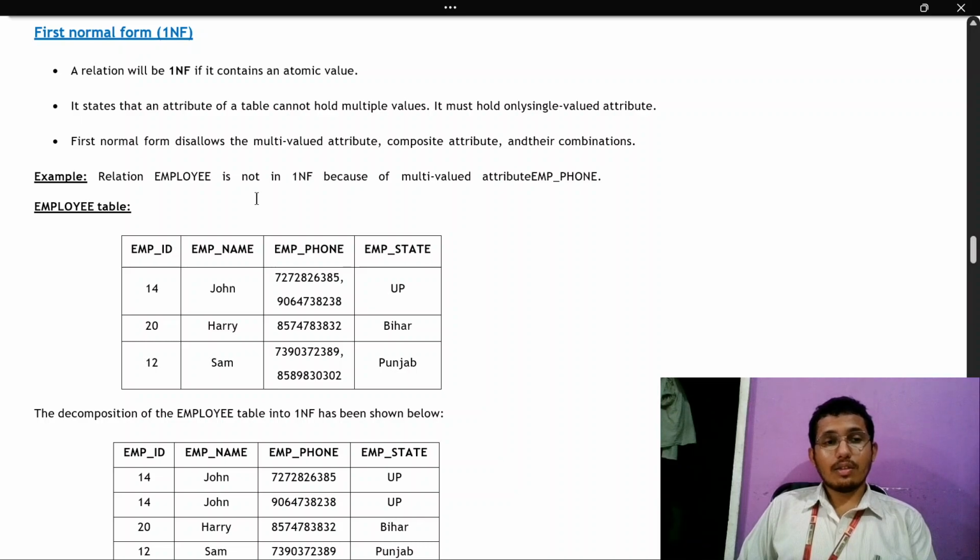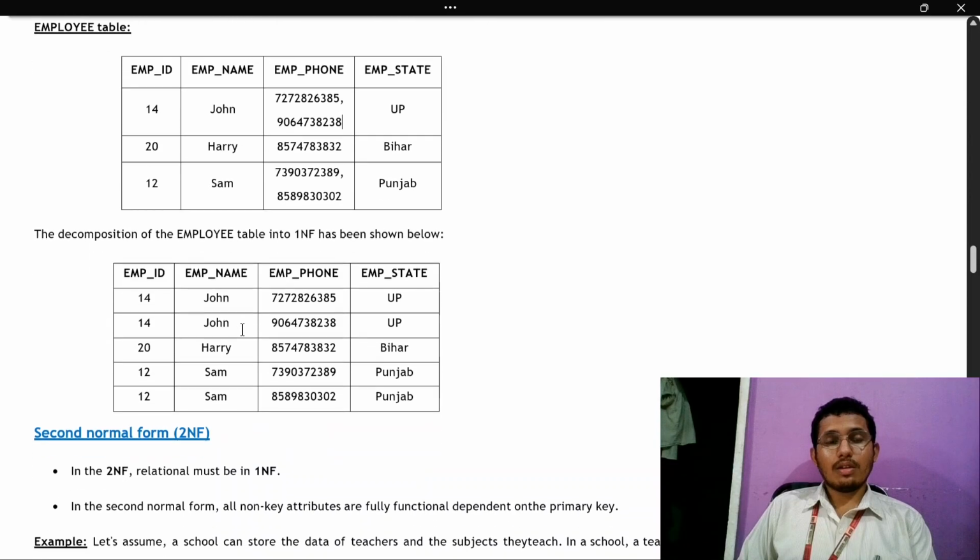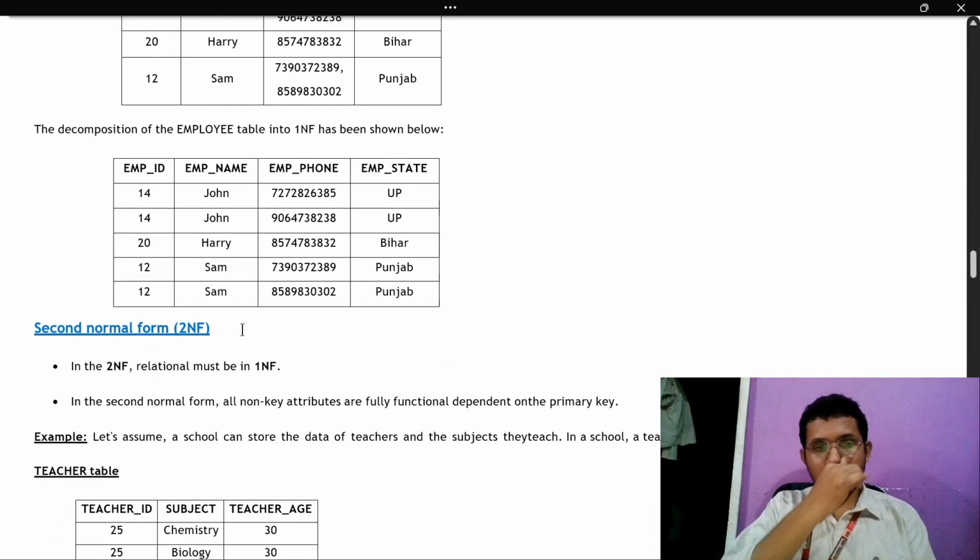Let us take a relational table. The relation employee is not in 1NF because of the multi-valued attribute employee form. Here John has multiple values in the form. What we do is decompose the table into 1NF. We create different rows so that it will be in 1NF. Here, John with this particular entry is made into one row, and this other number is made into another row to make it 1NF.